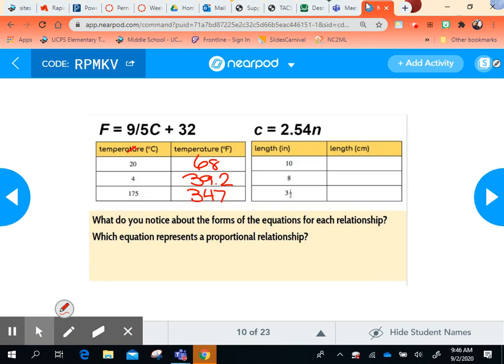So now that I have my y column, how do I figure out my unit rate? Divide which number by which number? Perfect. So 68 divided by 20. What does that give me? Real quick. 68 divided by 20. 3.4. Well, what about 39.2 divided by 4?